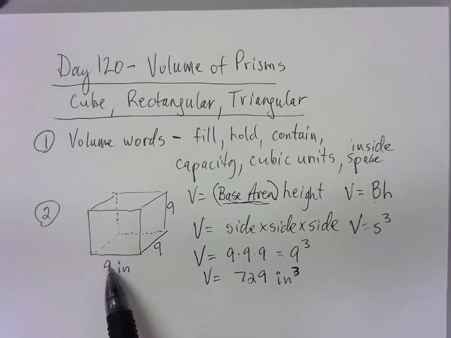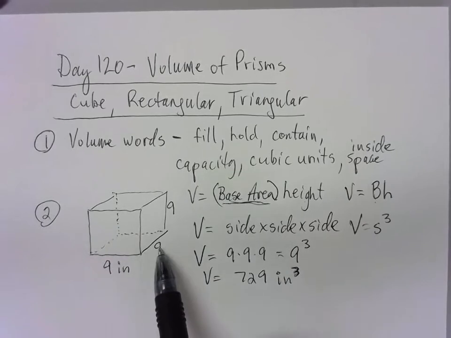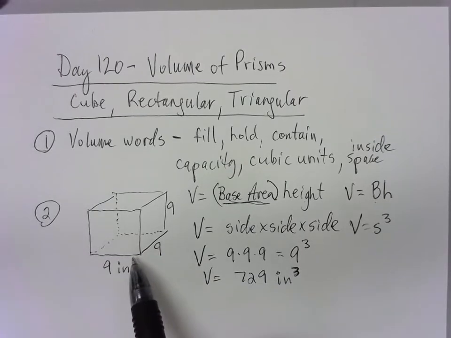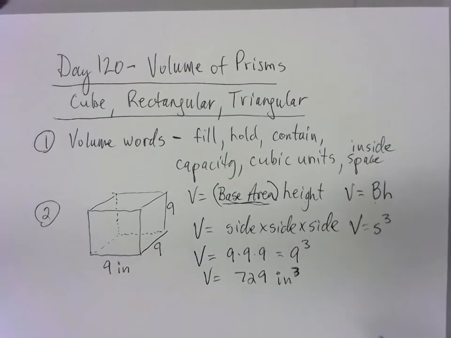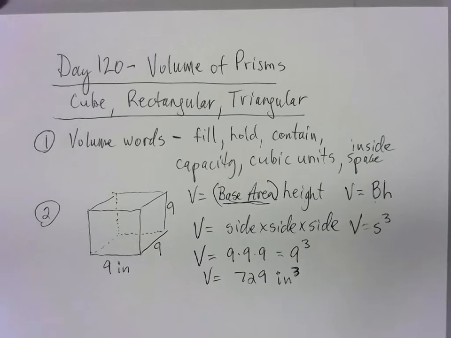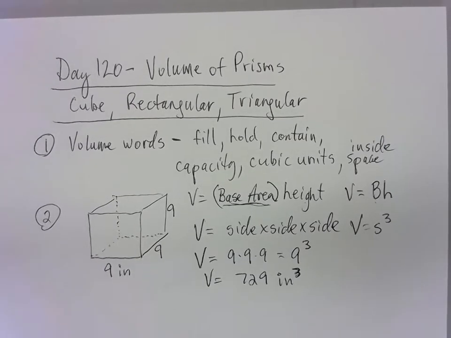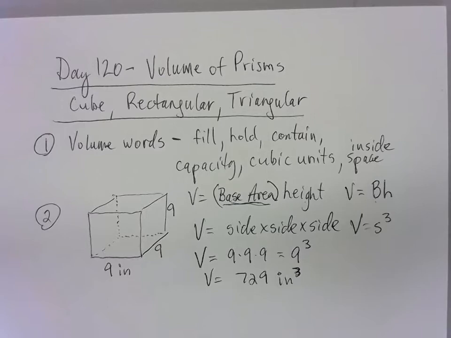So again, 9 times 9 gives you the area of the base, and that of course is 81. 81 times 9 gives you 729. And that tells you how much space is in there, how many cubic inches it holds. You know, if you had little cubes, you could fill it up. It'd take 729 little inch cubes to fill it up. Alright, so side times side times side is our cube volume formula.